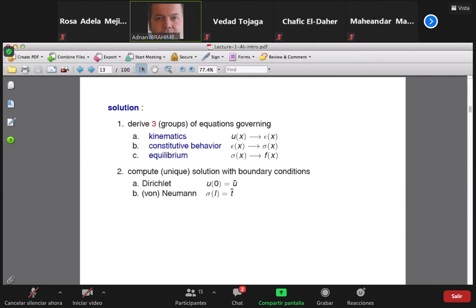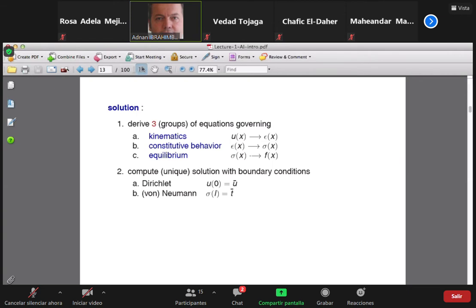In 1D setting, these are indeed a single equation for each of these, but in 3D, it will be a group of equations, but in the end of the same nature. So what these equations are is the following. I need kinematics, so that given the displacement field, the value of u at any point x, I can obtain the strain field, epsilon at any point x. Then I need constitutive behavior. Given epsilon at any point x, I can provide stress sigma at any point x. And finally, I have the equilibrium equation, which says that for any internal force sigma of x, I have to match the external force f of x.